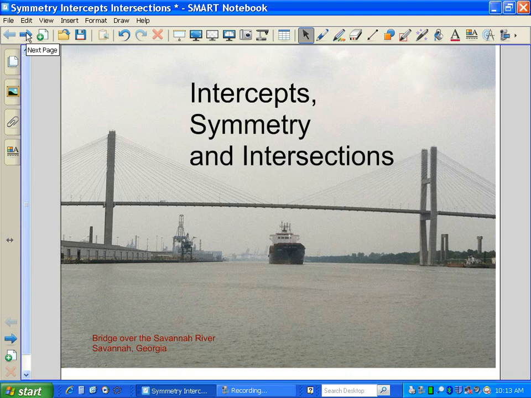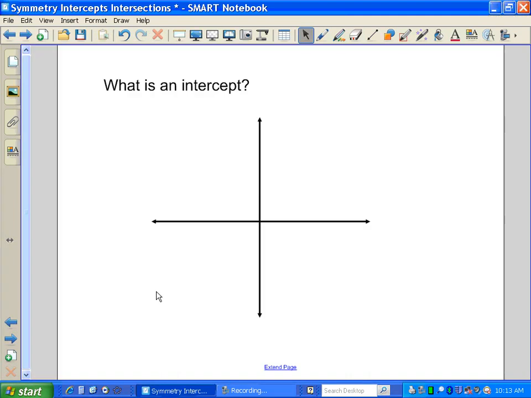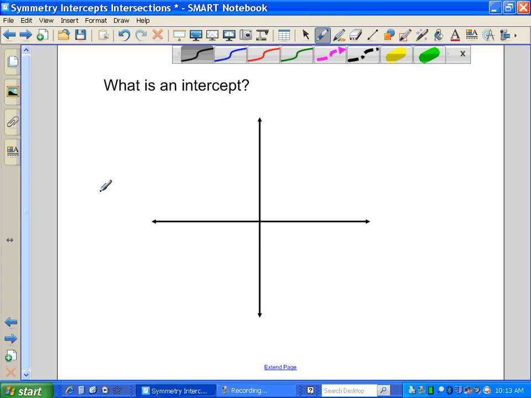And work from math. So anyway, if we're going to start talking about symmetry, intercepts, and intersections, we probably ought to start with a general idea about what is an intercept. I think you have an idea.